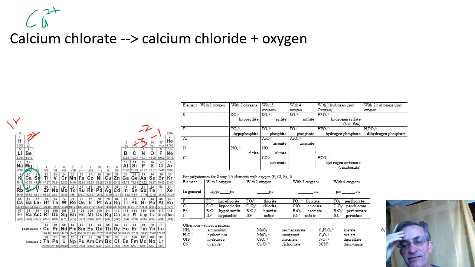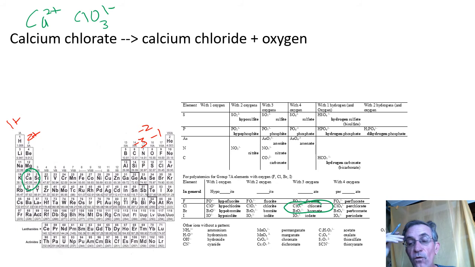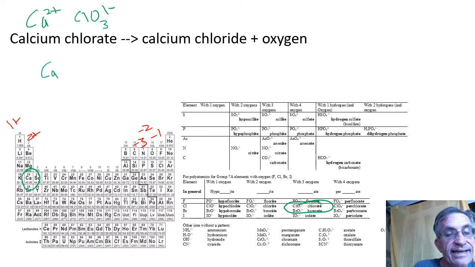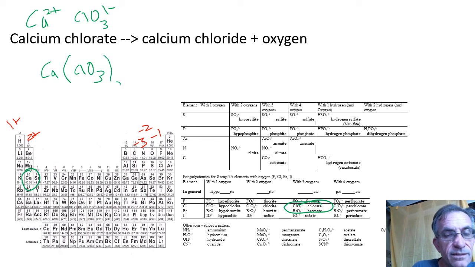Chlorate. Calcium chlorate. Chlorate is right here. It's a polyatomic, right? If it ends in -ate, it should be on that handout. So chlorate would be ClO3 with a charge of -1. All right, can you tell me the formula for calcium chlorate? I hope you would tell me we started off with Ca, then ClO3. What else do we need? Parentheses 2. That's the formula for calcium chlorate. You got to write formulas.